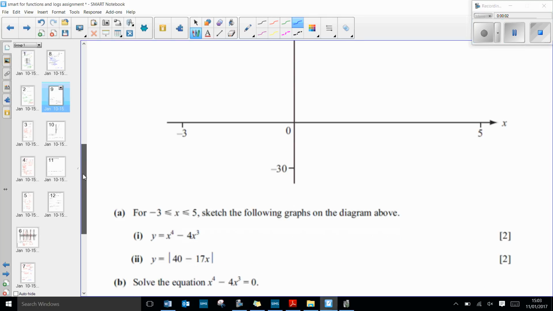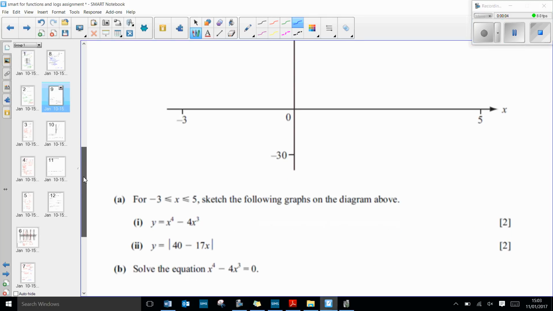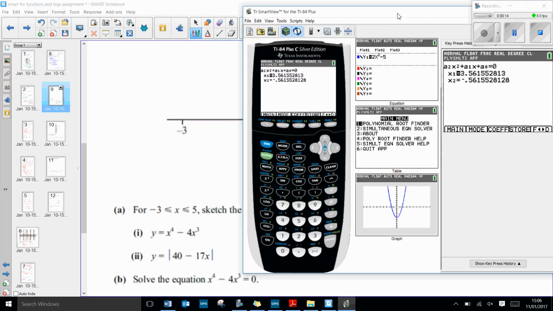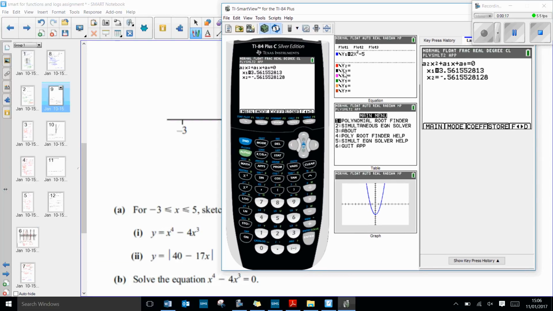We're asked to sketch the diagram on the axes above. Now it's only worth 2 marks, and it's on the calculator paper. Okay, so we're using our GDCs to do this, so it's y equals x to the power 4 minus 4x cubed. So I need to copy it out of this.